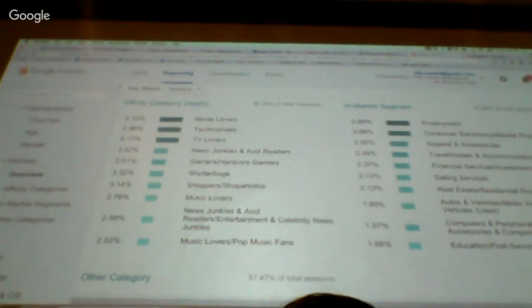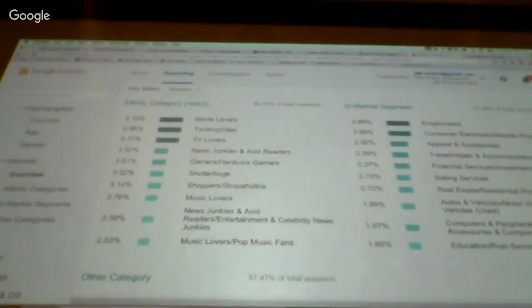Okay, I'm totally confused about how that's measured. Is that taken with people that have already gone to this site or her site, and that's what these affinity categories are? That's what the percentages are, or is it of the whole Google ecosystem? 6.10% of the people are.